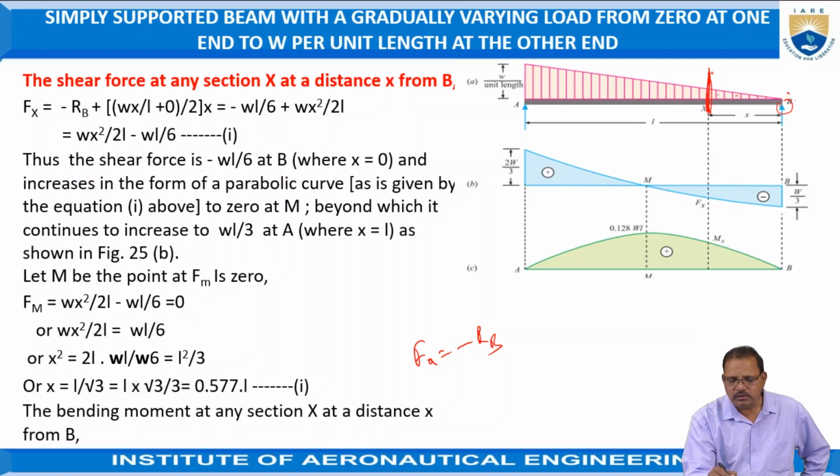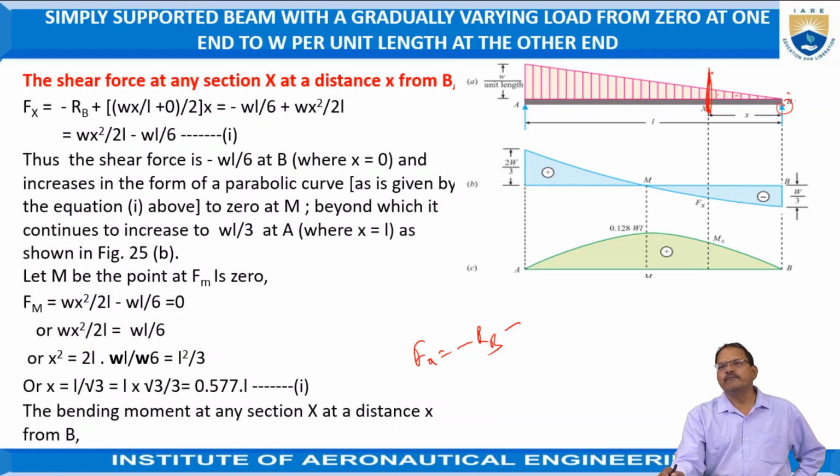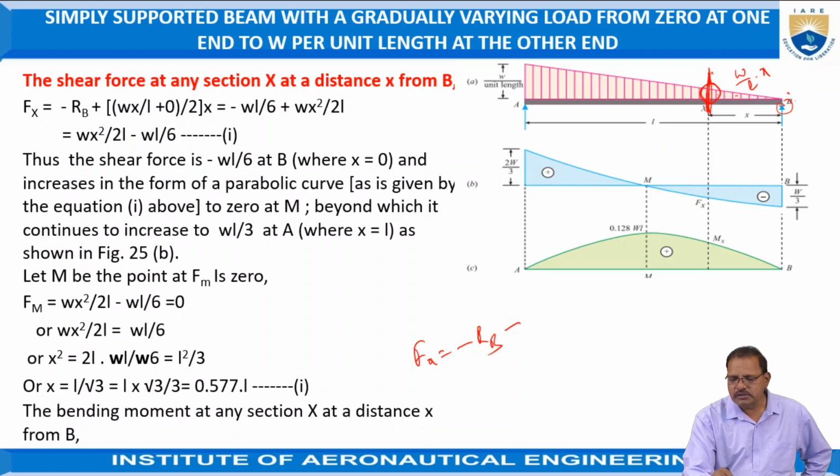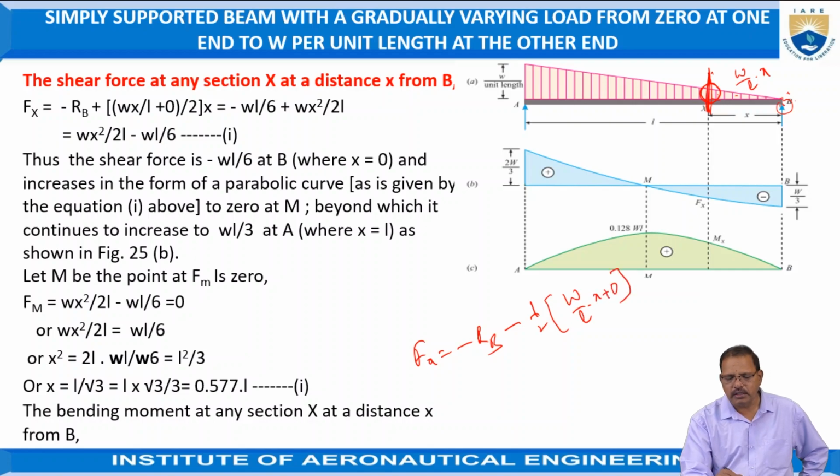This load is positive, which is equal to the area under this curve. The load is increasing at the rate of W per unit length, hence this height can be taken as W by L into X. Here Fx is equal to RB. The total load under this curve is half of W by L into X plus 0.